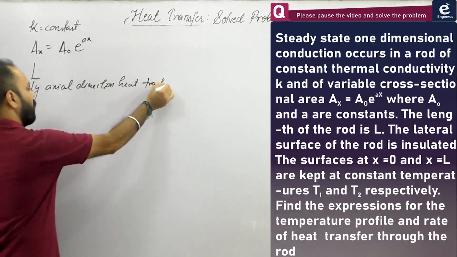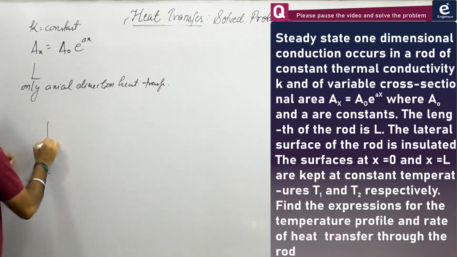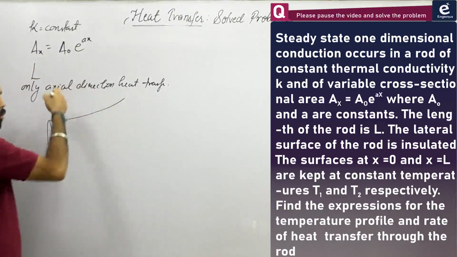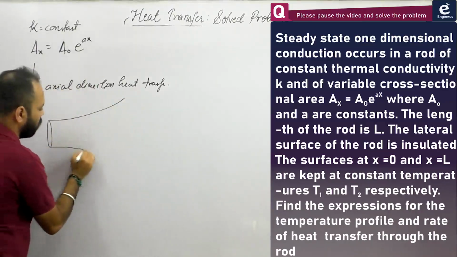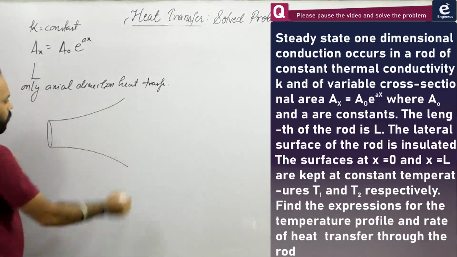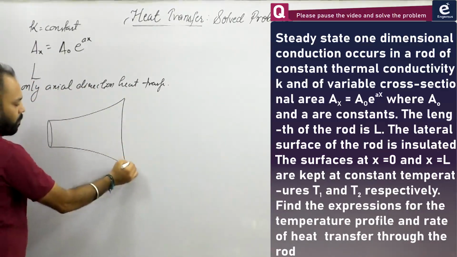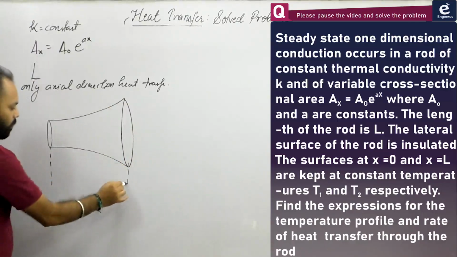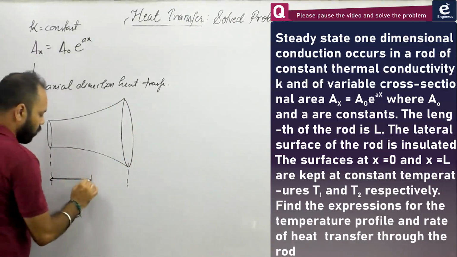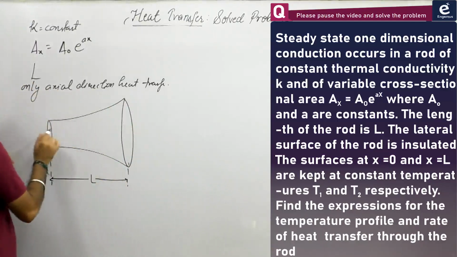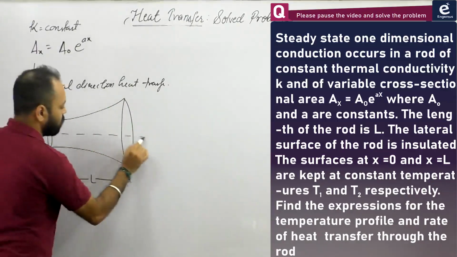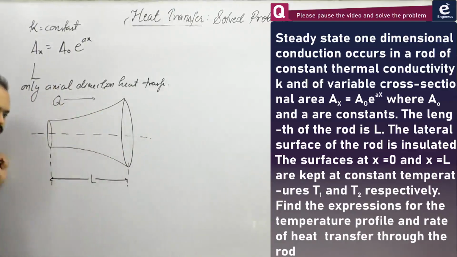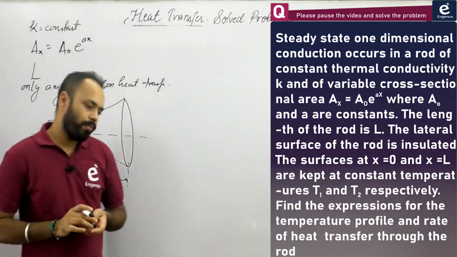So ये जो shape है rod का, ये कुछ ऐसा है. Exponential है ना? Exponential increase in area. So something like this. This kind of shape is there. Okay. The length is equal to L, and cross section area, you have the relation, and this is the direction of heat. This is the axis, correct? And this is the direction of heat transfer.